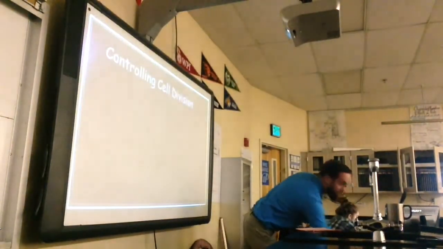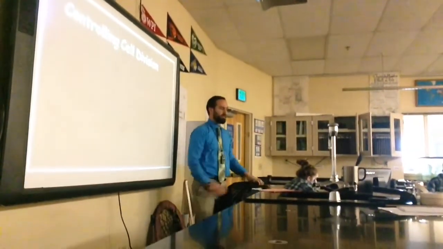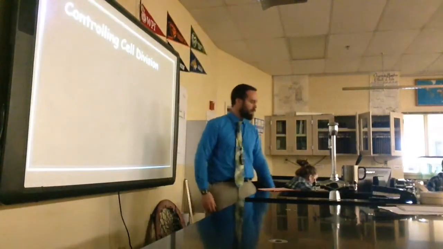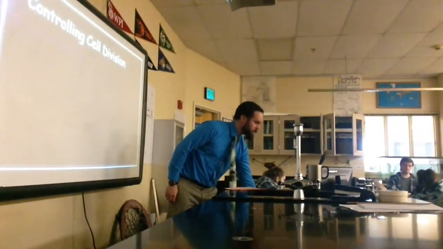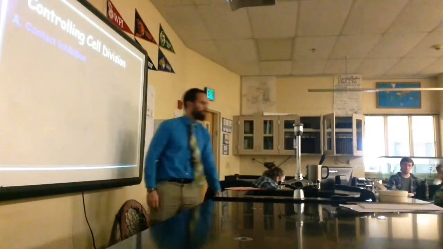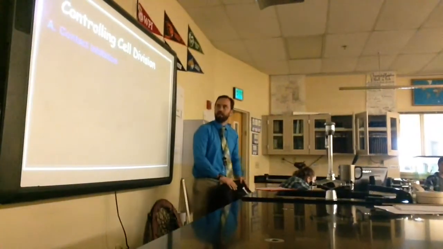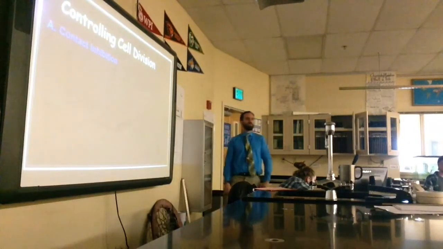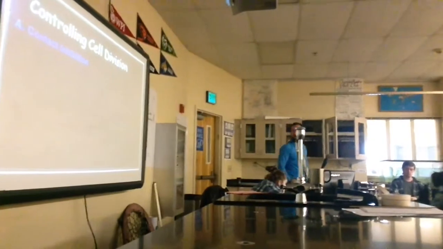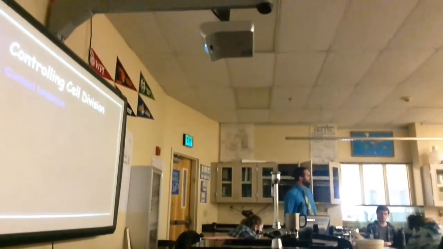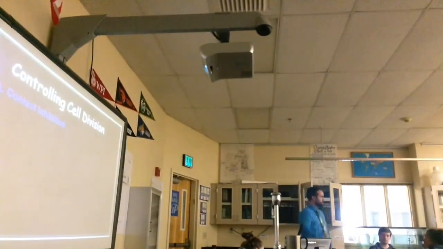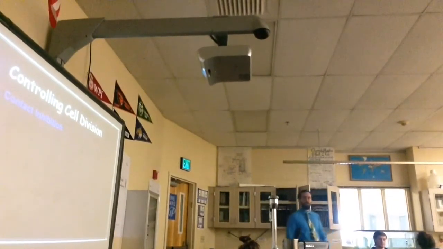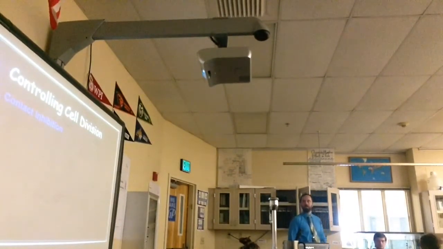The way that cells control their dividing is first through a process called contact inhibition. Sorry for the blue on black there, and for the eye strain, but I can't even read that from here, so there's no way you guys can read that. Contact, just like contact, and then inhibition.